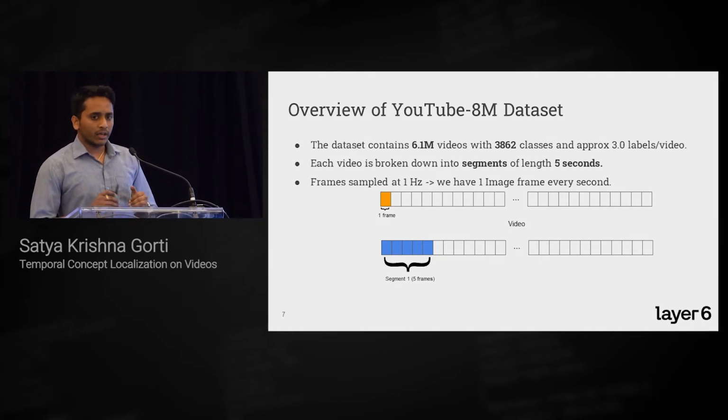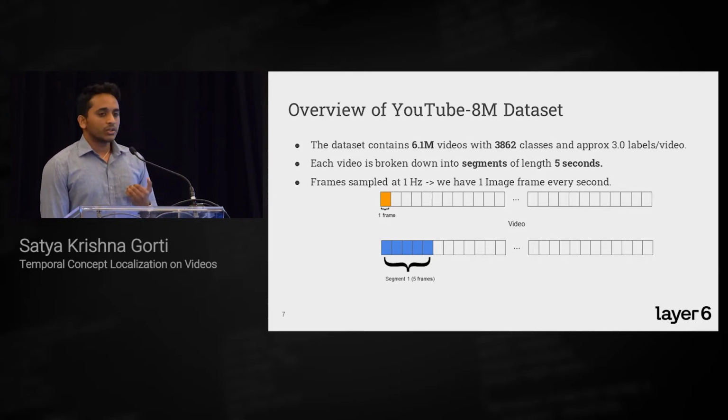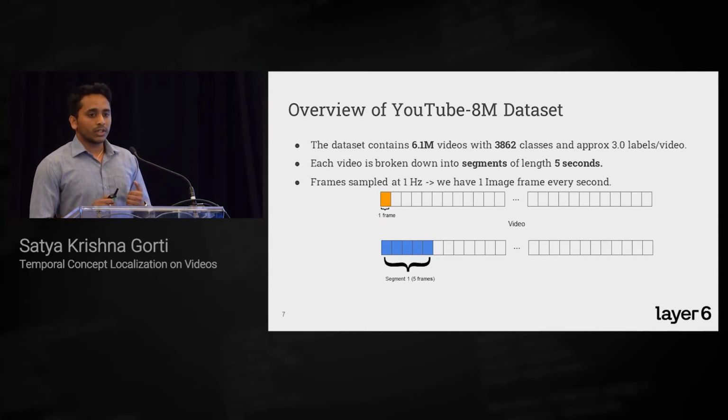Before I get into details, I want to make sure that you understand the difference between video level labels and segment level labels. Video level labels are labels given to the entire video, whereas segment level labels are labels given specifically within a segment of length 5 seconds. Also in the dataset, the frames are sampled at 1 hertz. So basically, for every second, we have 1 image frame that is sampled.